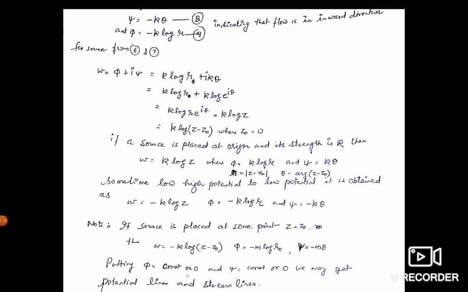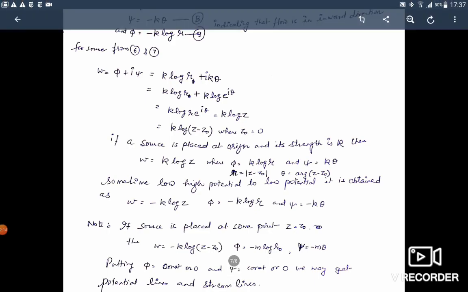Putting phi is equal to constant, you may get the equation of potential lines, and putting psi is equal to constant, we may get the streamlines. So in this way, we can describe our streamlines here.